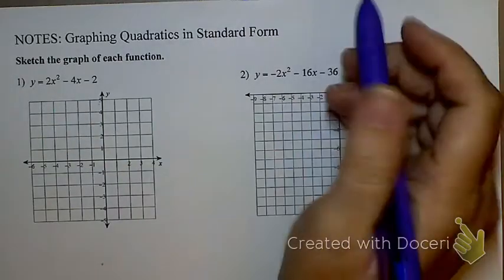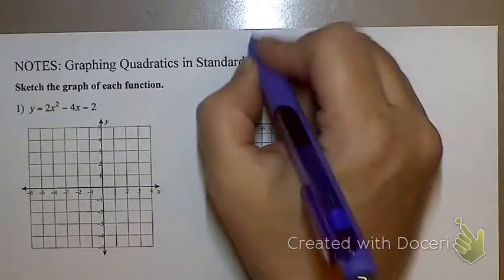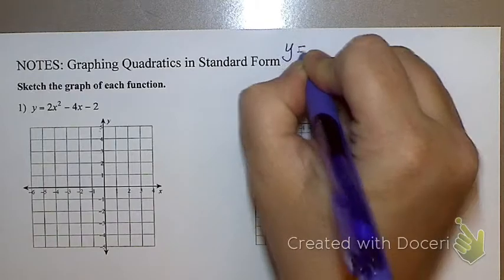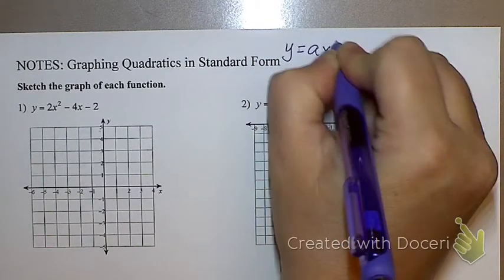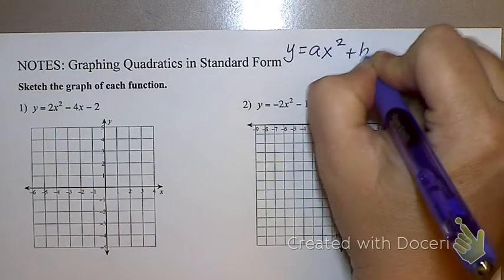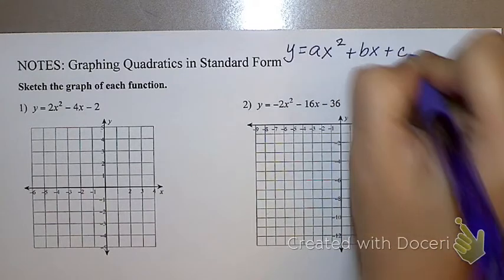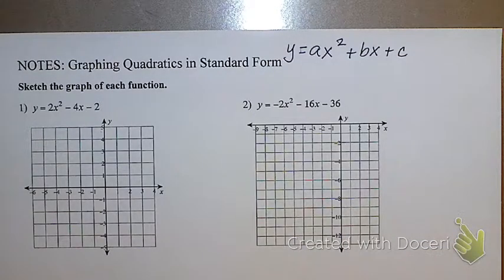So we should be familiar with standard form. What is standard form? AX squared plus BX plus C. Why should we be familiar with that? Where have we used it before? Where?